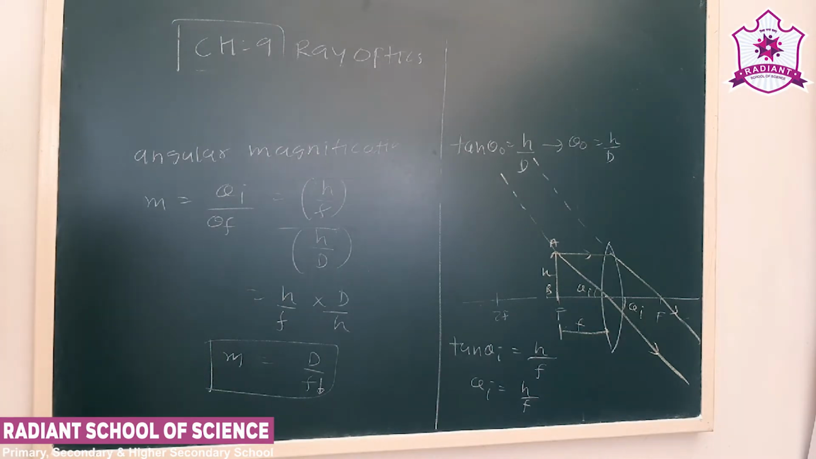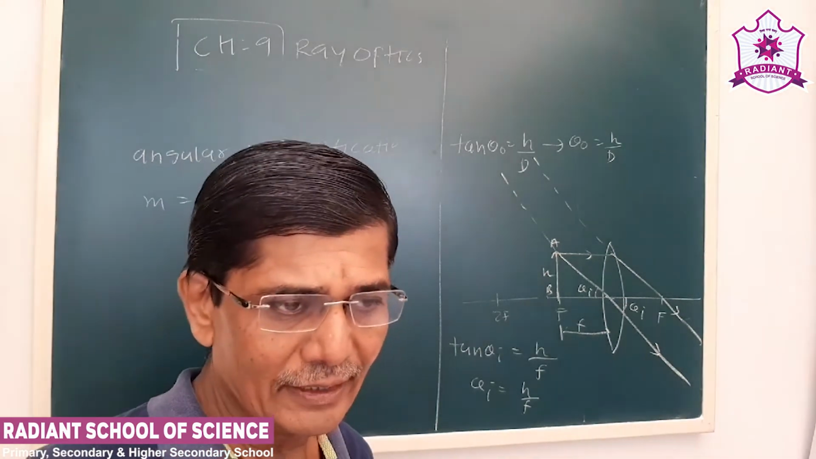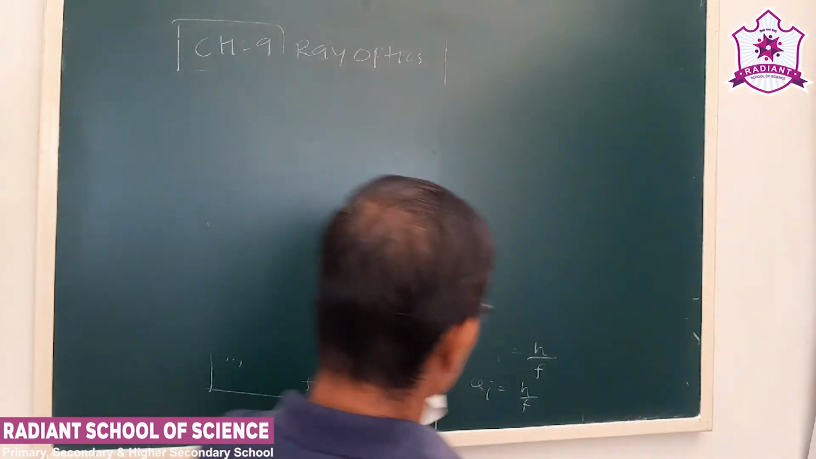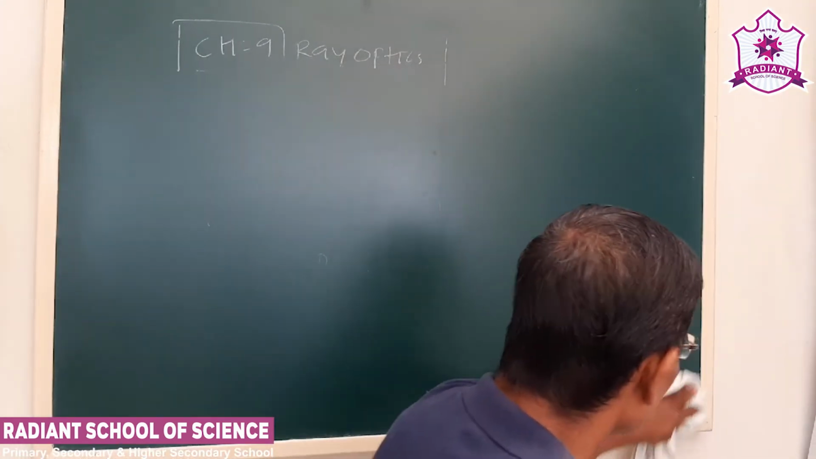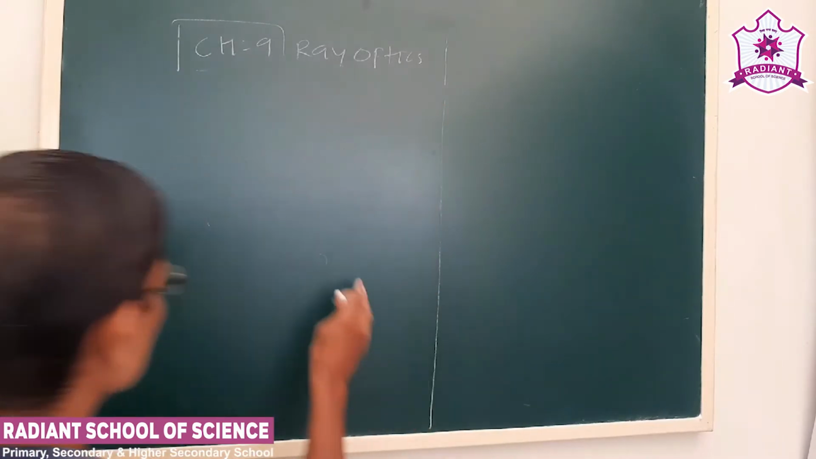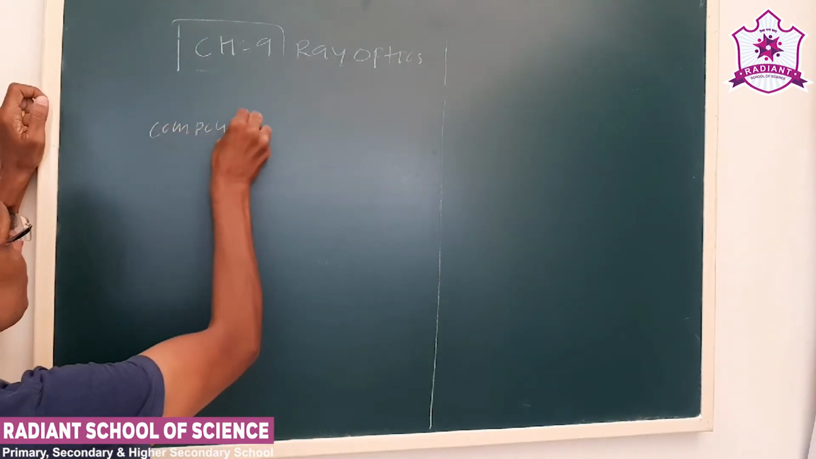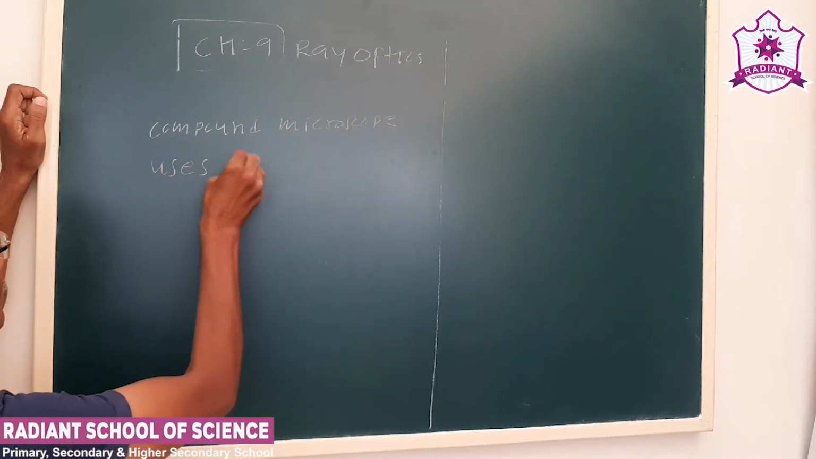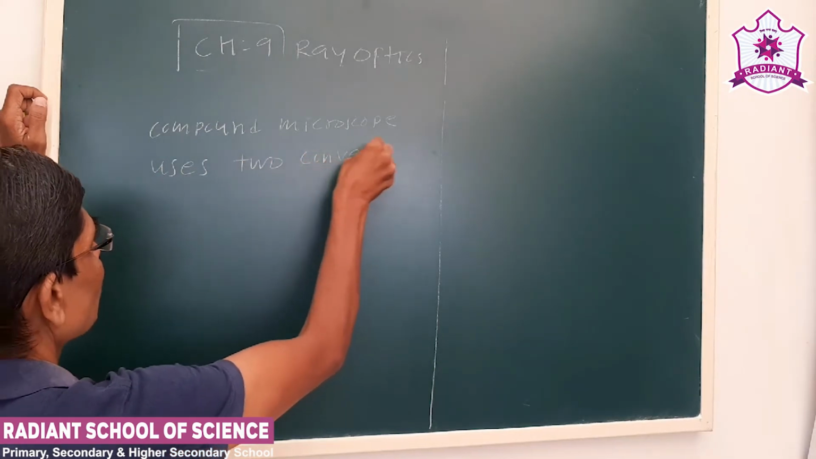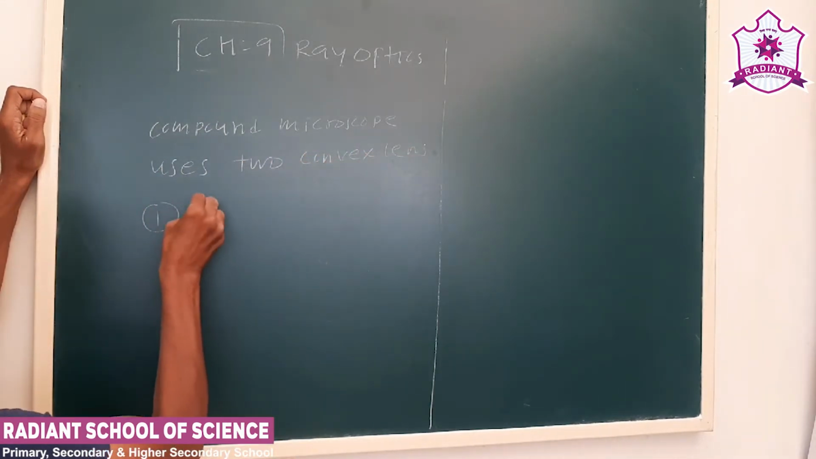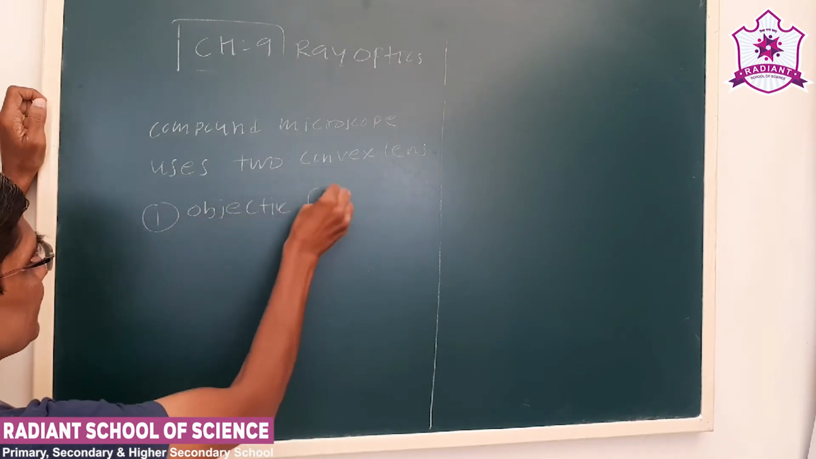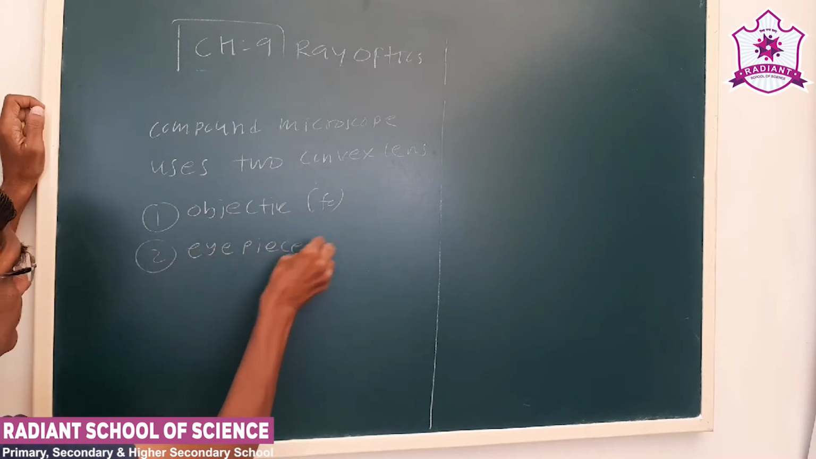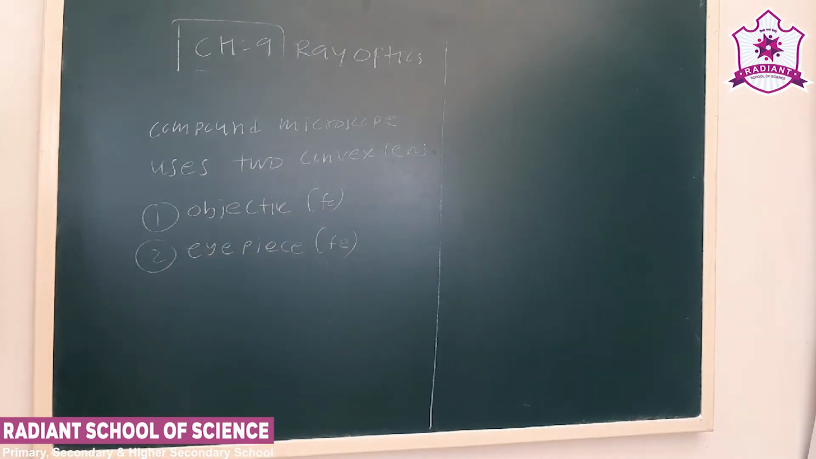So to get the larger magnification, we have to think of a compound microscope. Now see the next we have to see about compound microscope. See, simple microscope uses one convex lens, whereas compound microscope uses two convex lenses. First is the objective, that is called f0, or eyepiece fe.